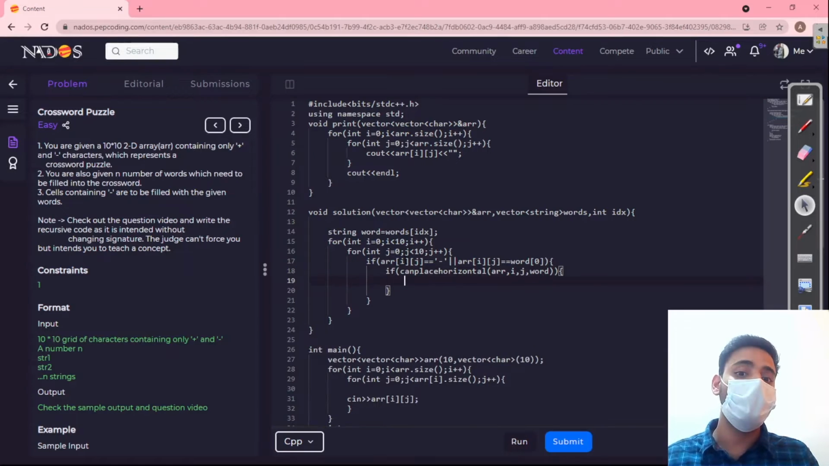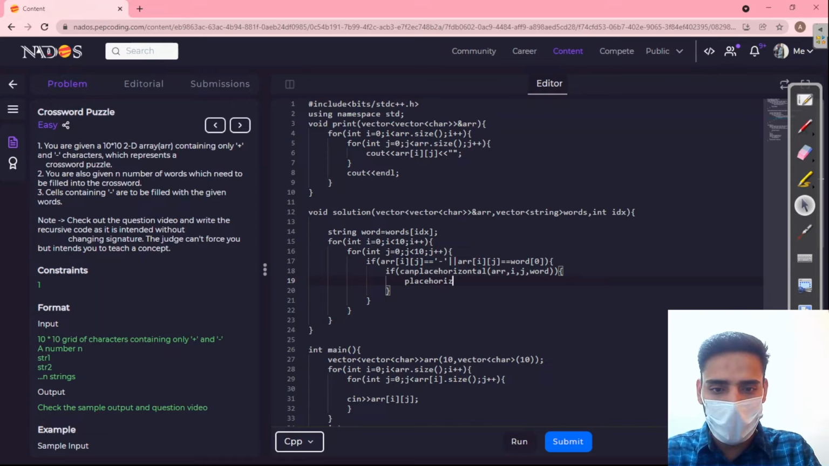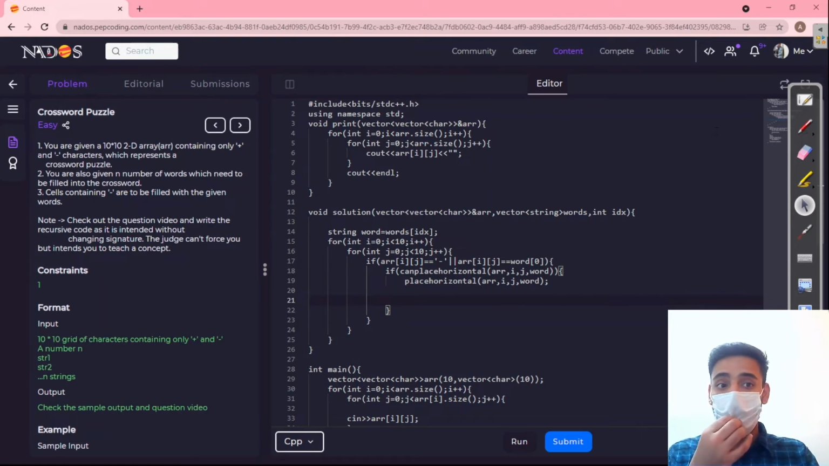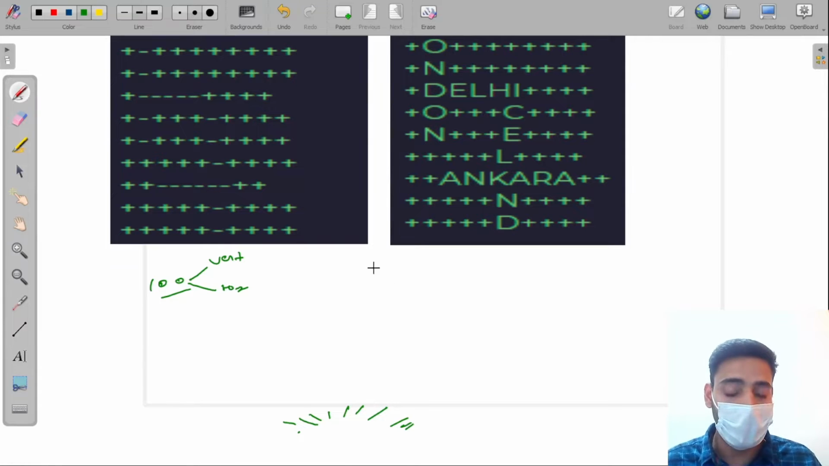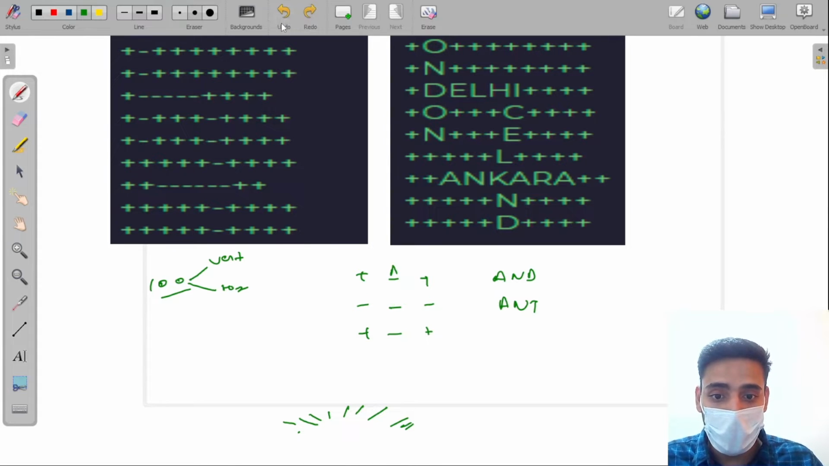So if it says yes, it means we can place, and if we can place, then we will place. So place horizontal, right? And inside place horizontal, we will send array, i, j and the word, right? This is done. And one more possibility that I have explained here, when we are having this condition, we have two words, and, right? So there are two possibilities, and can be here and can be here, right? But there is one more possibility. What is that? And can be here or and can be here.